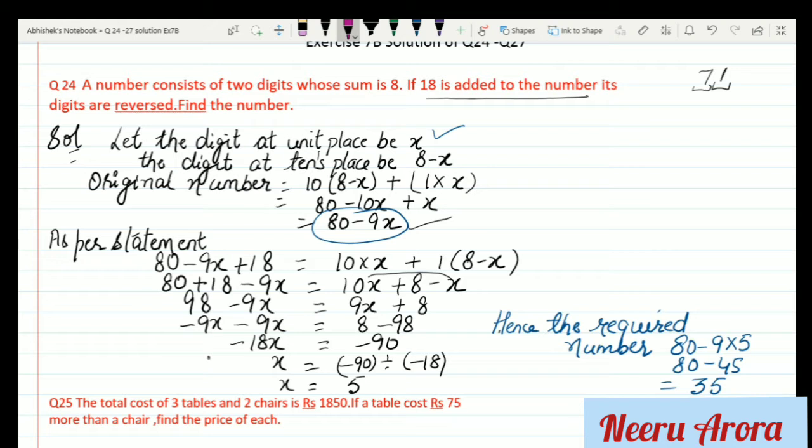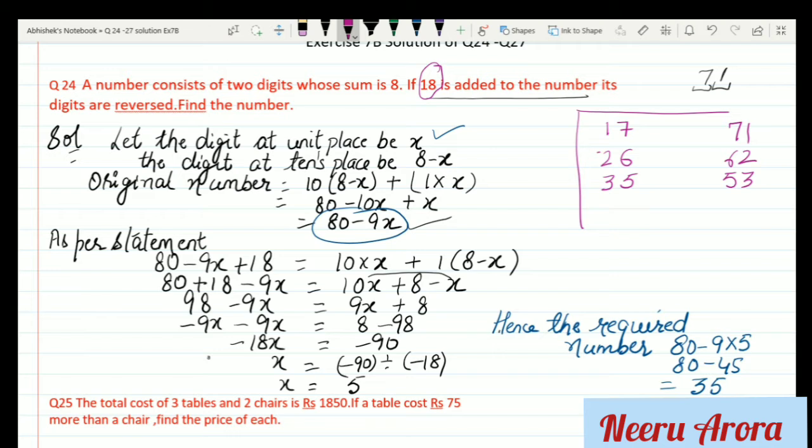Now if it comes in the MCQs, we will do it directly. There is no need to do this many steps. So write down any two-digit number whose sum is 8. 17, its sum is 8, and its reverse is 71. Then 26, its sum is 8, reverse 62. 35, 53. Any other two-digit number whose sum is 8? No.